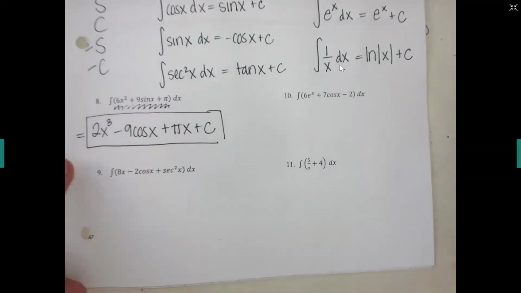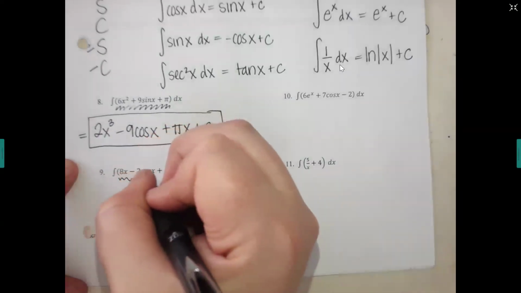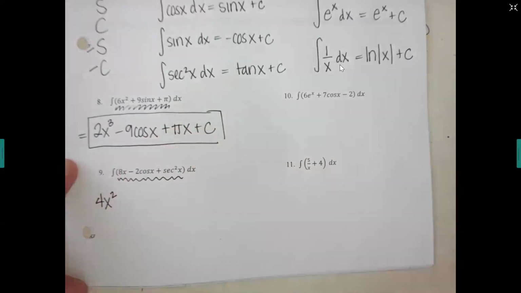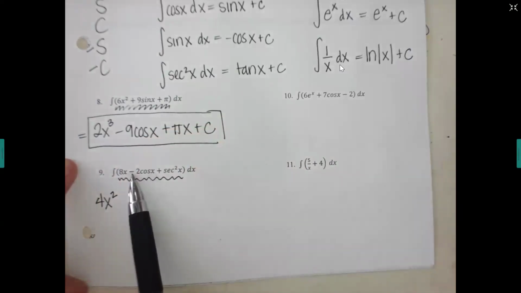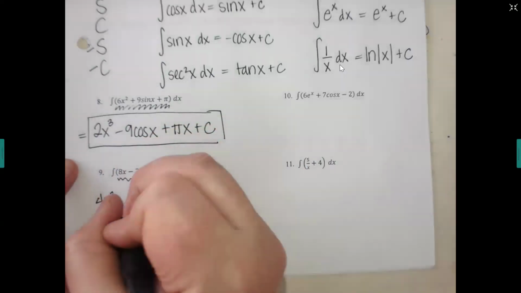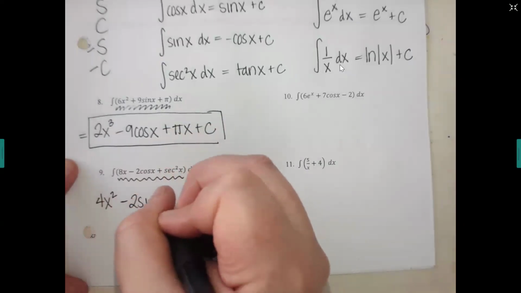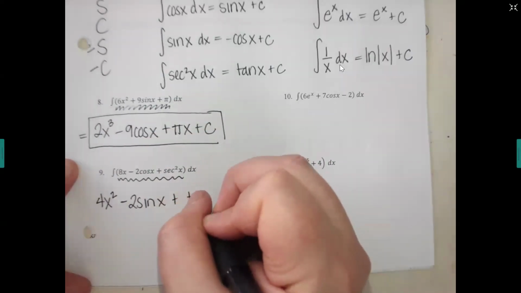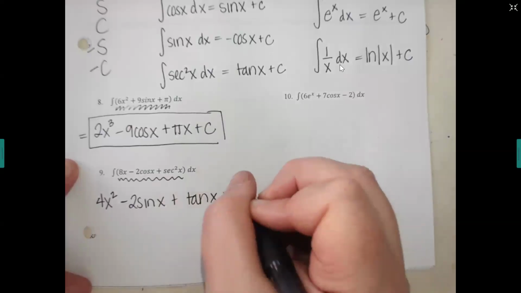Okay, go right below that. We have an 8x. What's the antiderivative of 8x? 4x squared. Next one is a minus 2 cosine x. So if I'm on minus cosine on my snow cone, and I go up 1, what do I end up on? Negative 2 sine x. Okay, then I get to my secant squared. What's the antiderivative of secant squared? Tan x plus c.